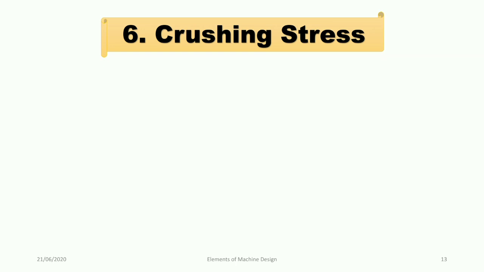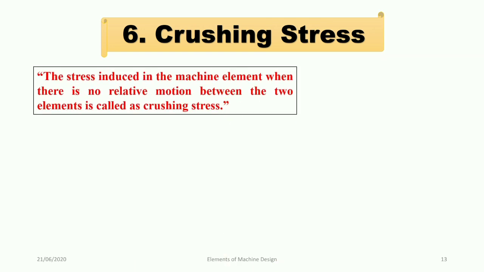Then the next type of stress is crushing stress. Now what is crushing stress? The stress induced in the machine element when there is no relative motion between the two elements is called crushing stress. The difference between bearing pressure and crushing stress is only this: if relative motion is there, then the stress is called bearing pressure. When there is no relative motion, then the stress is called crushing stress.